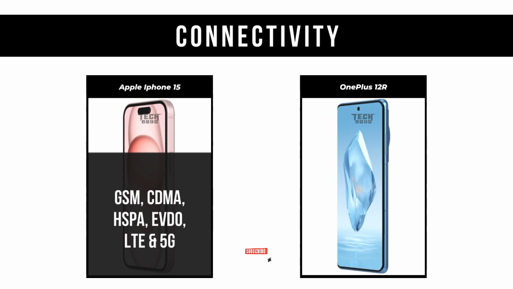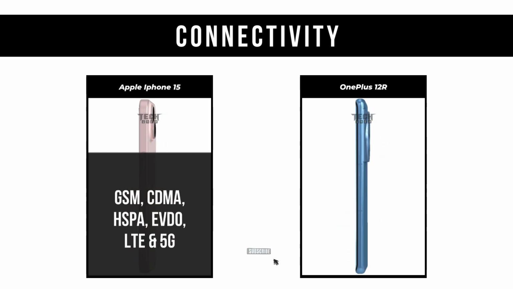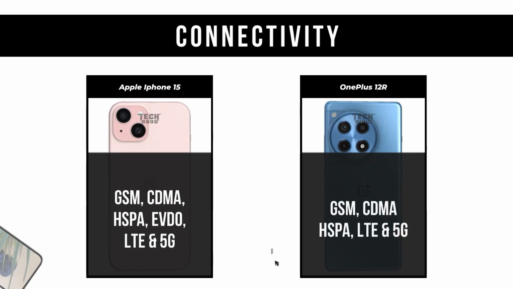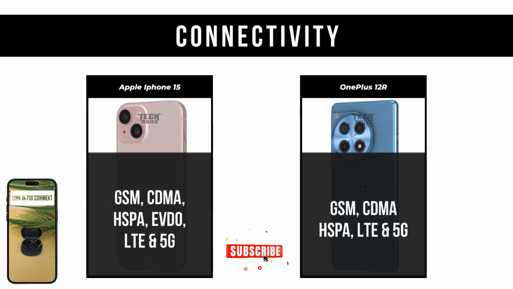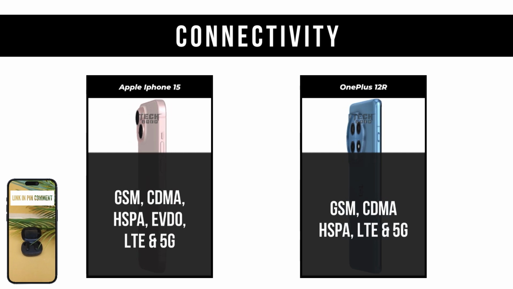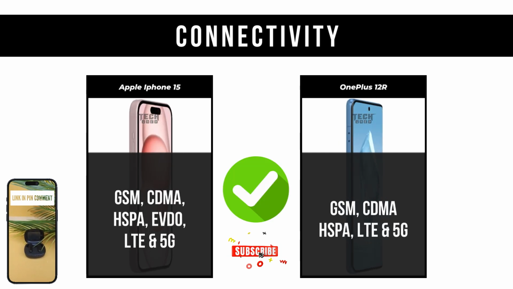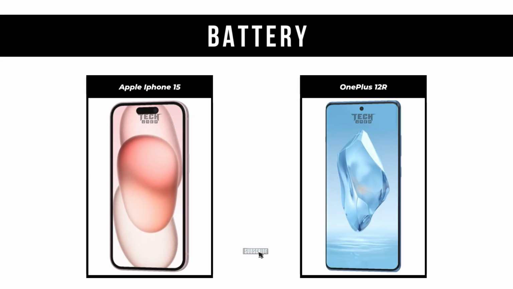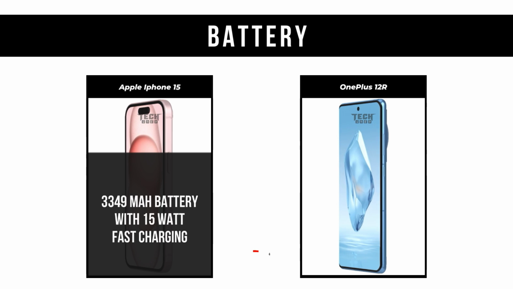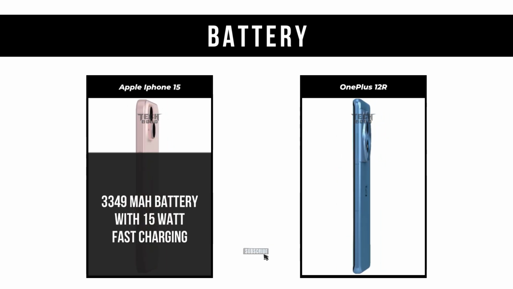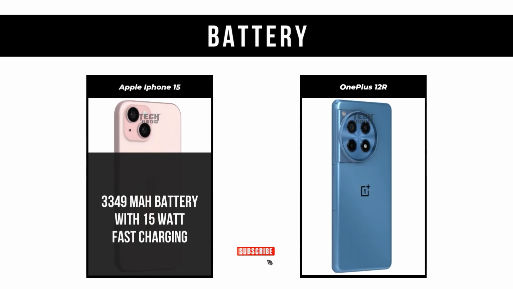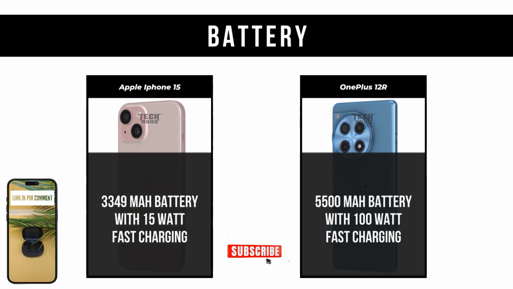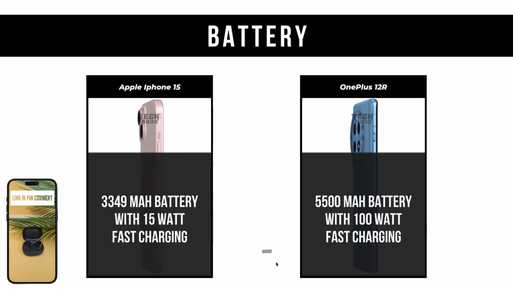Connectivity. Apple iPhone 15 is GSM, CDMA, HSPA, EVDO, LTE, and 5G. OnePlus 12R is GSM, CDMA, HSPA, LTE, and 5G. Battery. Apple iPhone 15 is 3,349 mAh battery with 15W fast charging. OnePlus 12R is 5,500 mAh battery with 100W fast charging.